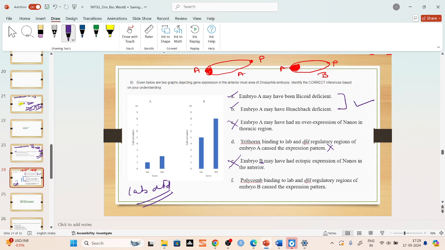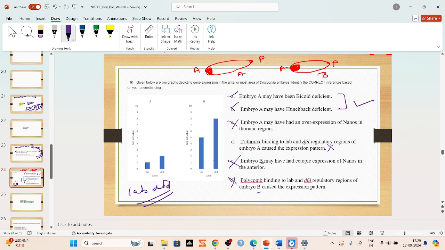Then polycomb binding to labial and deformed regulatory regions of embryo B causes the expression pattern. Here again we come to embryo B. Polycomb group proteins are involved in gene repression. So if polycomb binds to labial and deformed, then the expression of labial and deformed should be less. But on the contrary, the expression of labial and deformed is very high in embryo B. So this also becomes wrong.